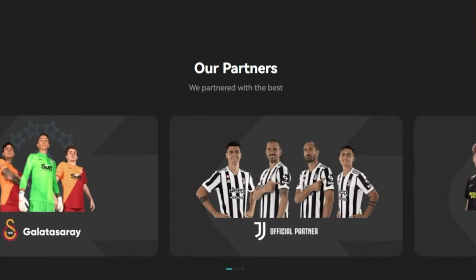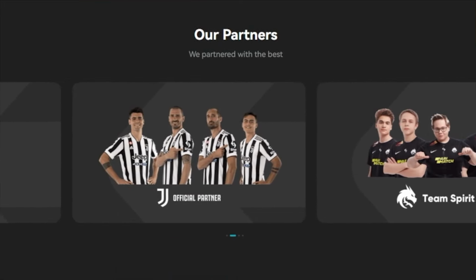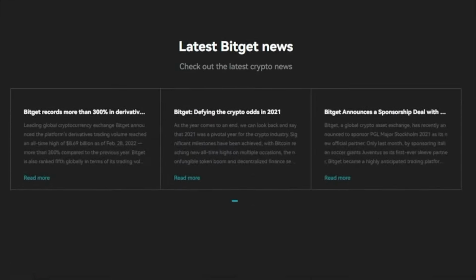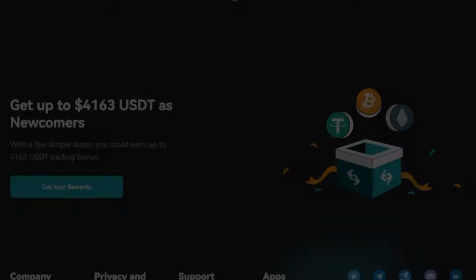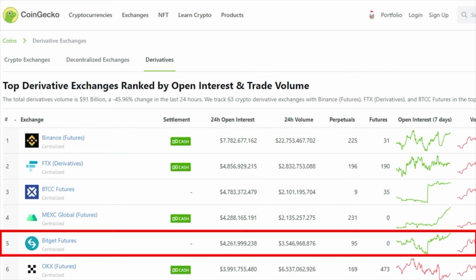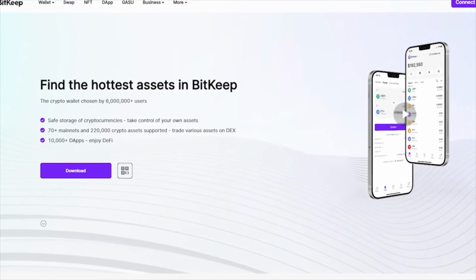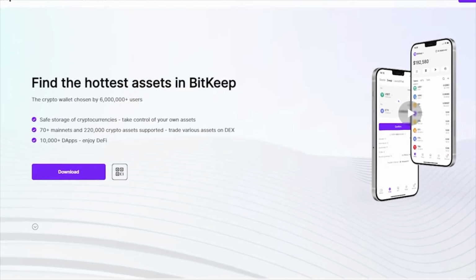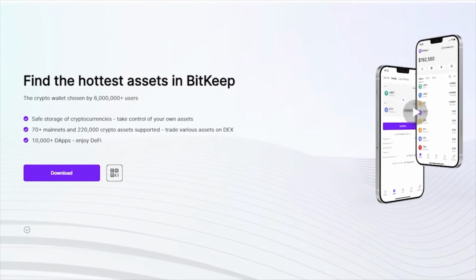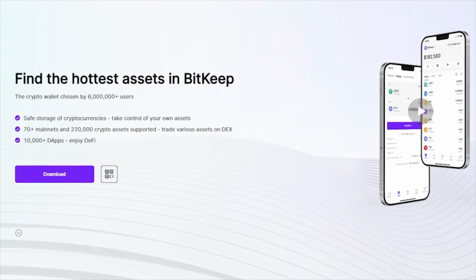Their average daily trading volume is $8.1 billion, and their world ranking is in the top 5 derivatives trading exchanges by trading volume on CoinGecko and CoinMarketCap. They recently acquired BitKeep, a decentralized multi-chain wallet with more than 6 million users, making Bitget the world's first CeFi and DeFi integrated exchange.